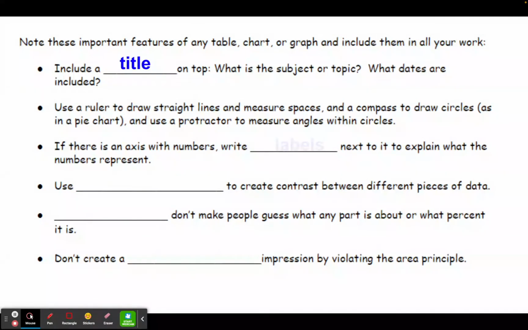If there is an axis with numbers, you want to write labels next to it to explain what the numbers represent. It's useful to use colors or shading to create contrast between different parts of the data. You want to always include a key so people don't have to guess what any part of your graph is about or what percent it is. And then don't create a false impression by violating the area principle.